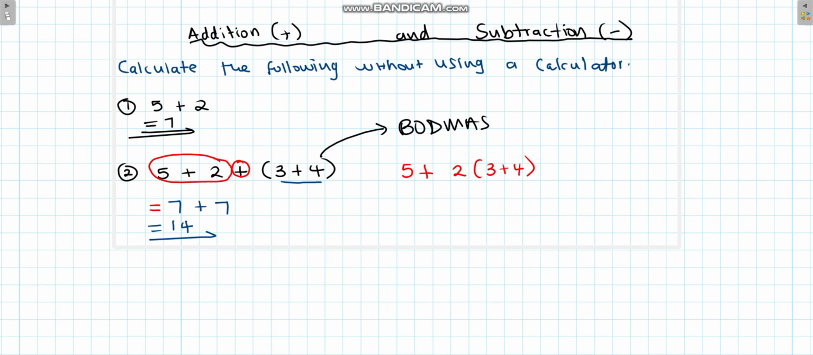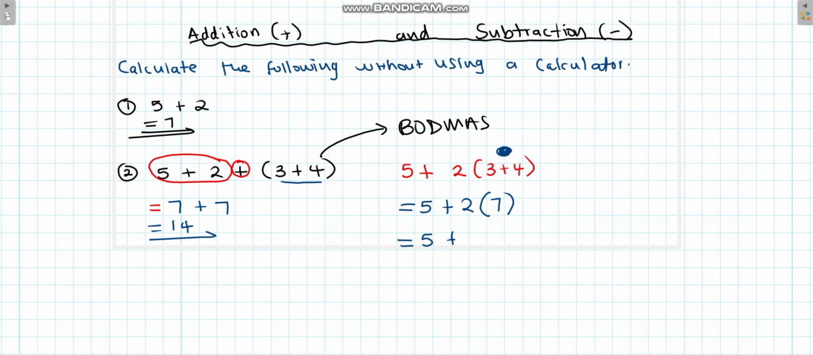What should I do now? I should start with what? Start with my bracket. So I'm not allowed to say 5 plus 2 and say 7 into 3 plus 4 and then say 7. This would be incorrect. It's mathematically incorrect. So you'll be breaking our rules in maths. So I'll have 5 plus 2, which has to wait for whatever is inside the bracket. So what is 3 plus 4? Which is 7.